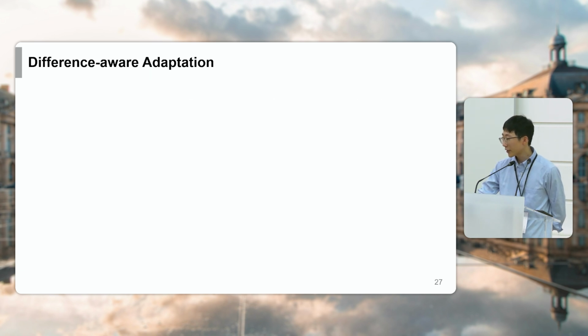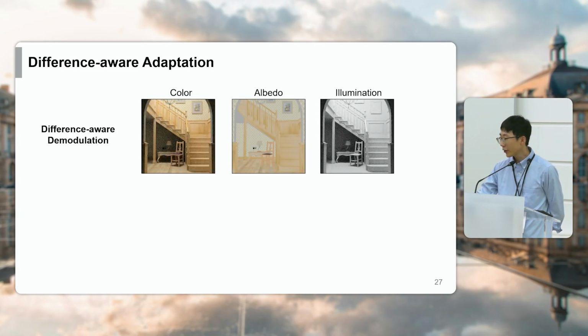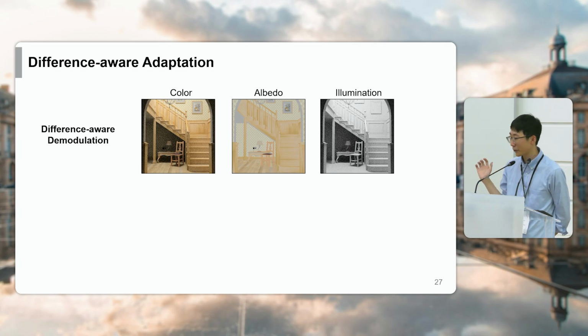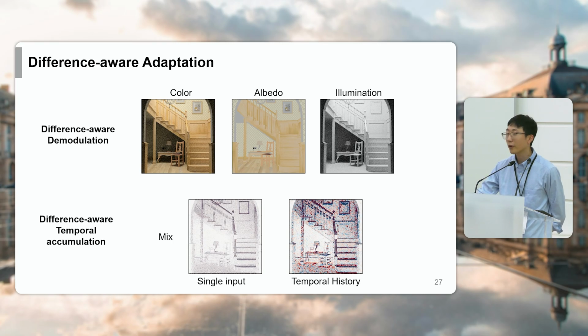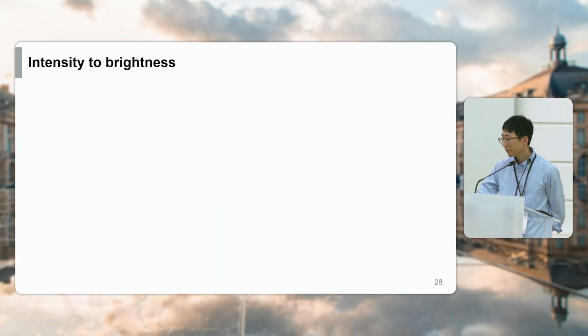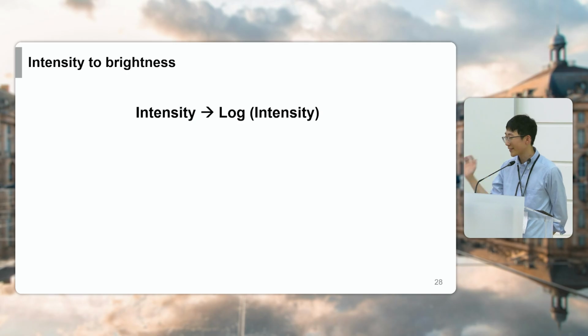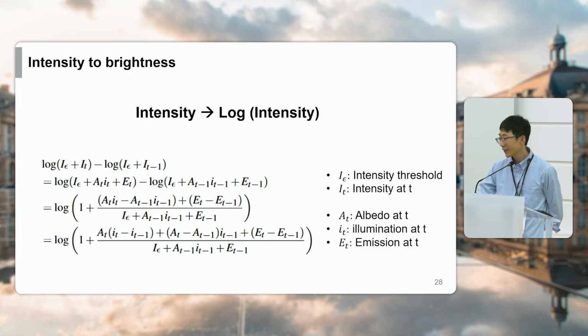We will not go into the details here, but several other components of the SVGF pipeline also need to be modified. In particular, we modify operations such as albedo demodulation and temporal accumulation to make this process difference-aware. Finally, we need to adapt all components to operate in log intensity rather than intensity itself, since the event camera responds to changes in log brightness. I'm going to skip the details again.